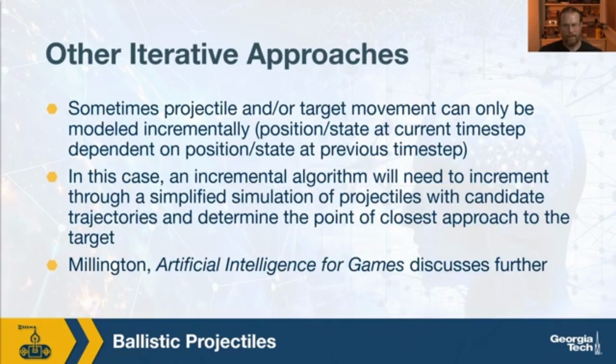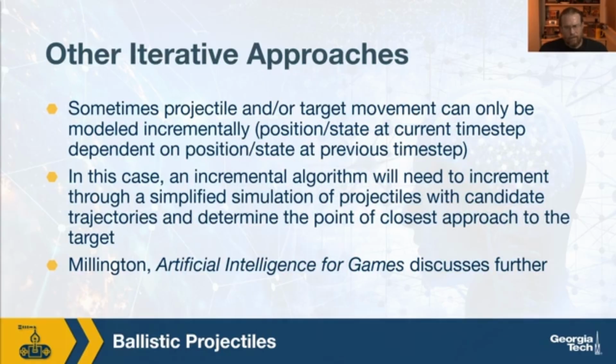All right. So lastly, I want to mention the other iterative approaches. I said before that sometimes you can't directly solve the kinematic movement equation for either your projectile or your target, and that means you have to model incrementally the position and state based on the current timestamp, and then some small delta t to the next timestamp. So you have to simulate it in a stepwise way, and that adds some complexity to figuring out how you are going to aim your projectile based on these movements.